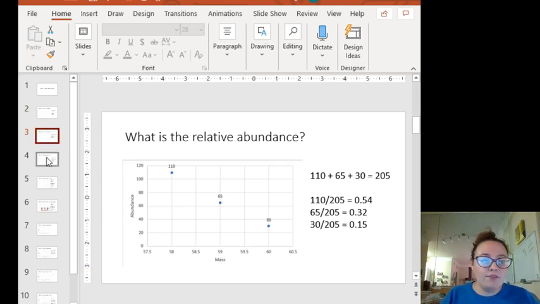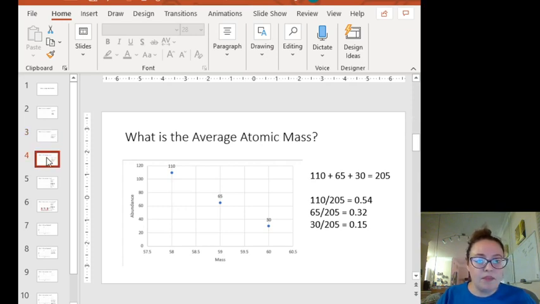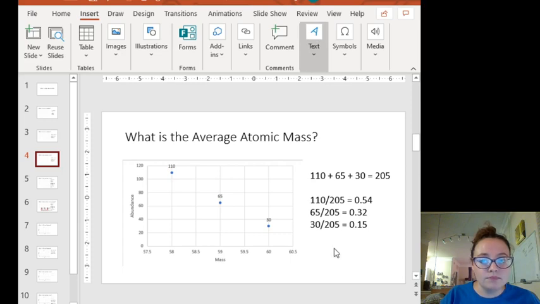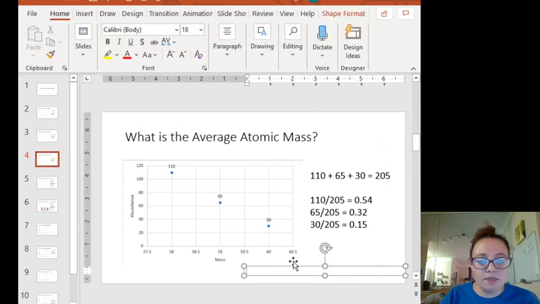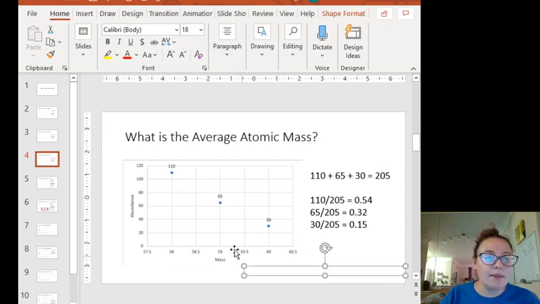And so after calculating our relative abundance, now we actually get into calculating the average atomic mass. So there's a little bit of pre-work. It's a 3-step deal. And so when we go to calculate this average atomic mass, we're going to multiply our relative abundance value by the mass that goes with it.